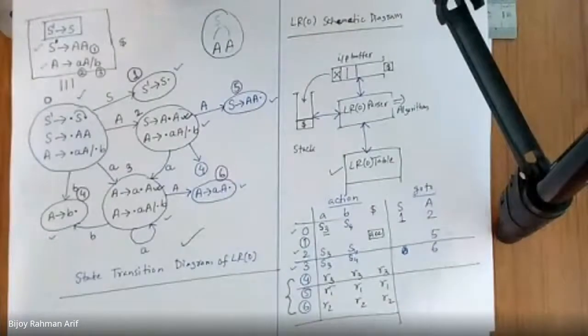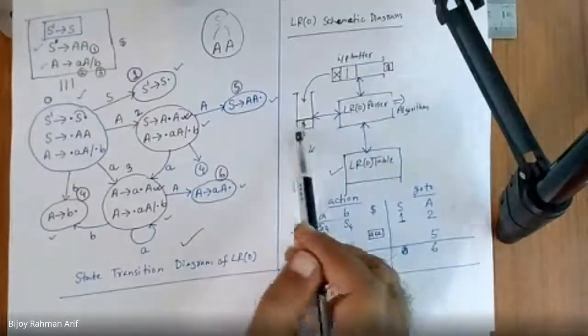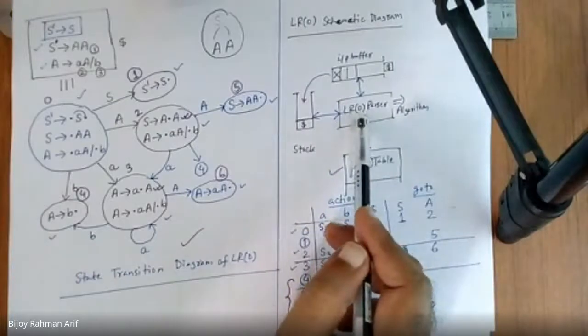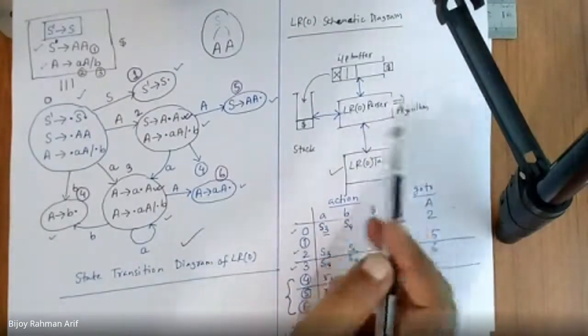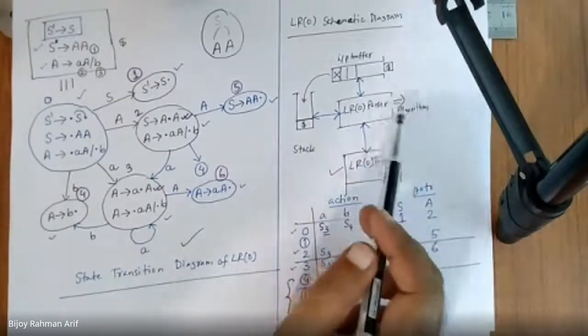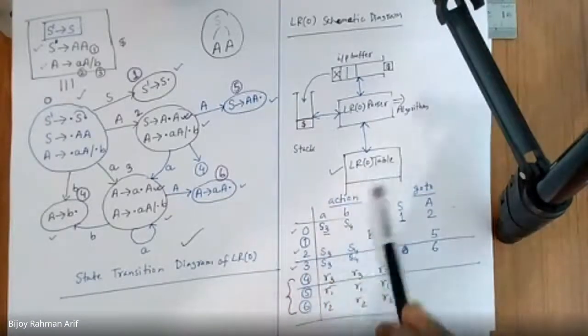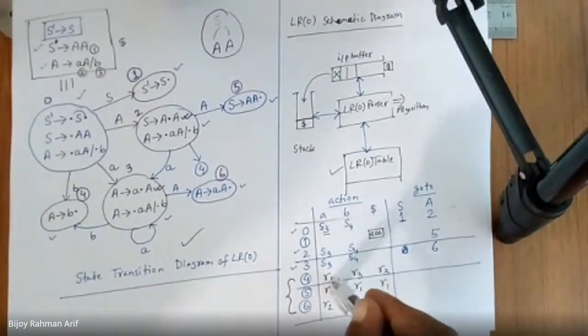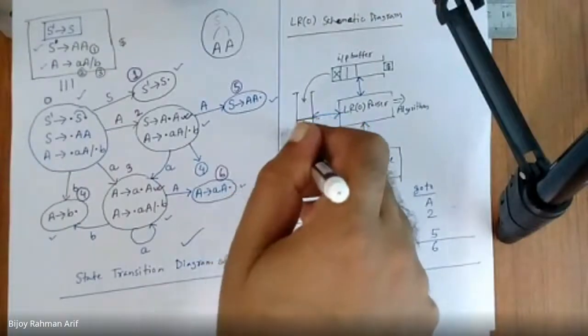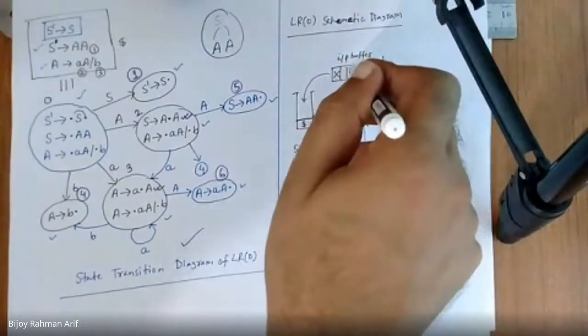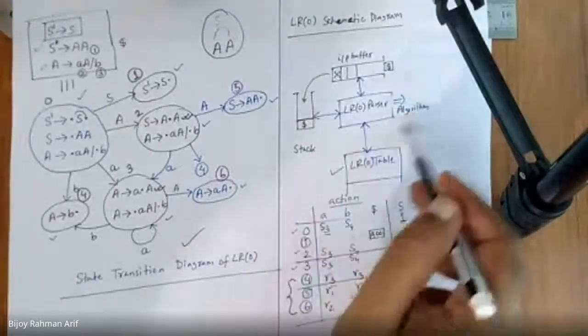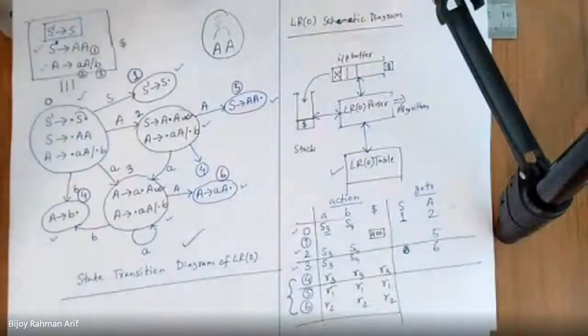So let's parse. We have everything. We have the input buffer, we have the stack, we have the parser algorithm. Still, you don't know the algorithm, but I'm going to describe it. We have the LR0 table. The table is already at our disposal. We have the stack and the input buffer. So we are going to learn this algorithm. How can you parse?